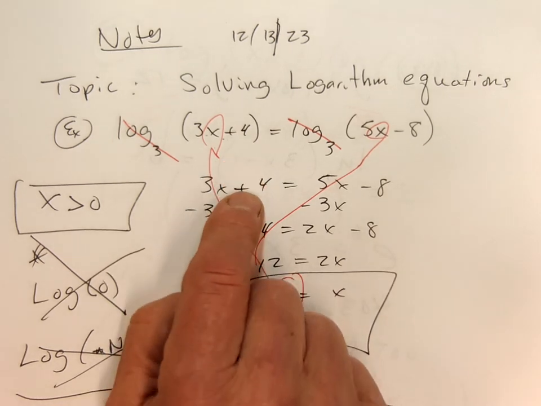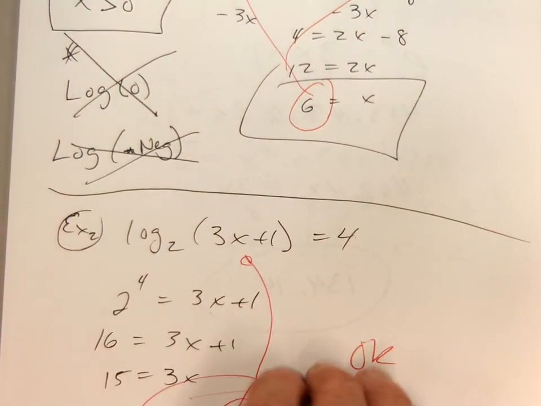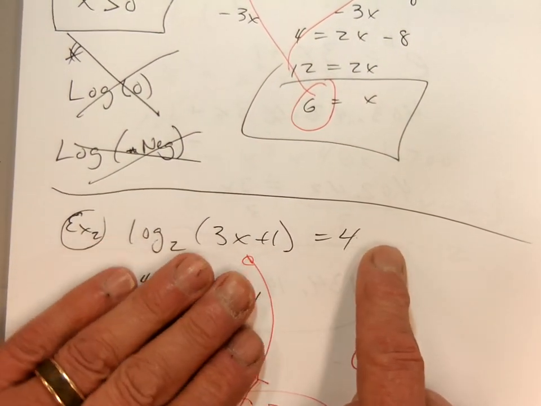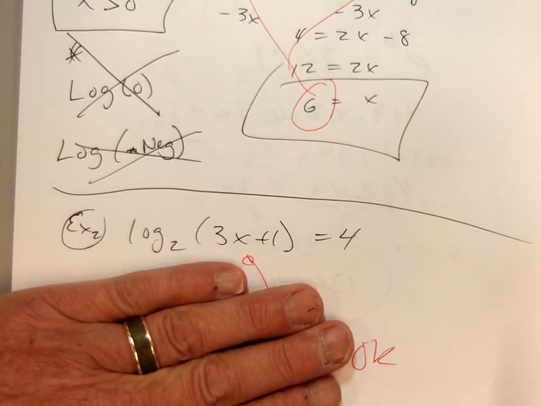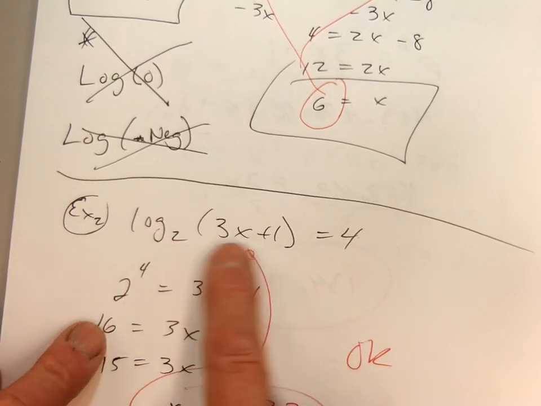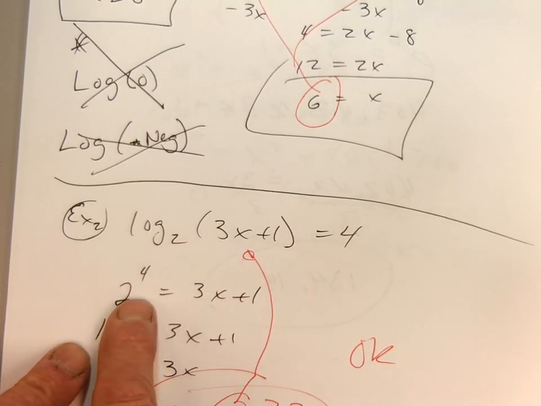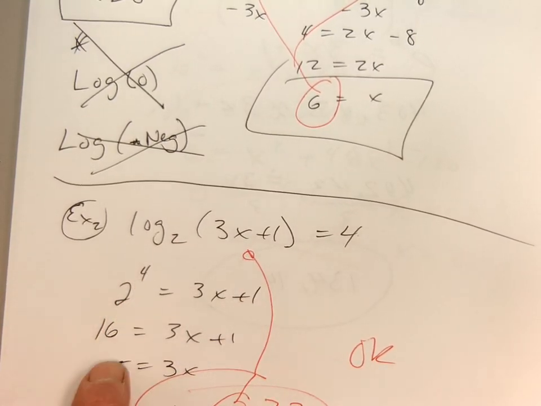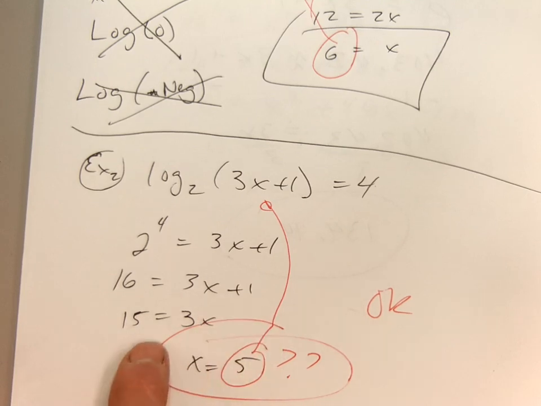So the second piece of this is, let's take a look at another problem. Now this one's different because there's no log base 2 over here, so I can't cancel log 2. But what I can do is change it to exponential form. So I'm going to go 2, because that's my base, to the 4th power equals the 3x plus 1. So I went from log form to exponential form. 2 to the 4th power is 16, because 2 times 2 times 2 times 2 is 16. And then I just solve. Minus 1 is 15, divided by 3.